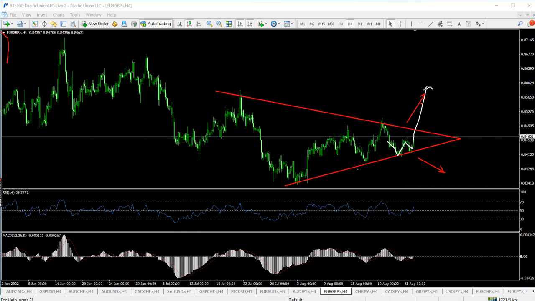But I want to follow the rules of the pattern. The pattern says price might still hit this place and decide to make a downward movement. So just wait and see what happens. If it breaks out upwards, you take a buy. If it breaks out downwards, you take a sell. So just keep your fingers crossed and watch out for Euro GBP for the direction it goes.